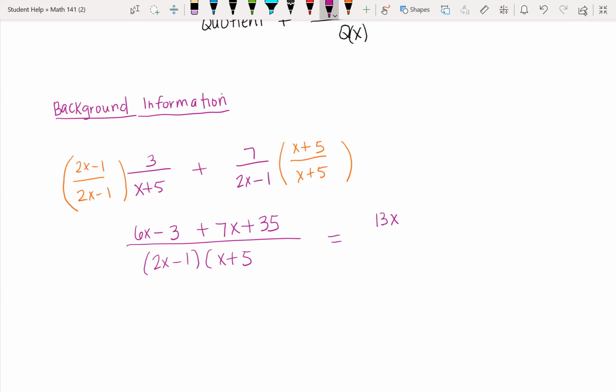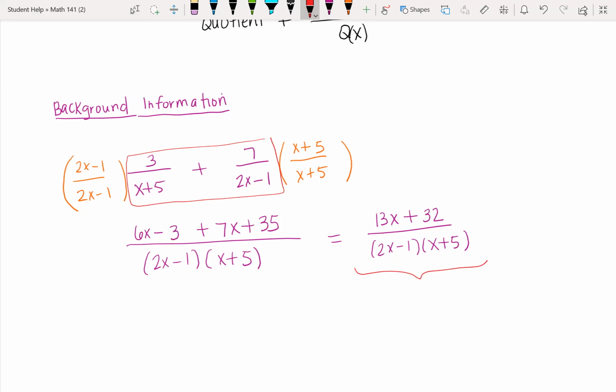or 13x plus 32 over 2x minus 1, x plus 5. And the denominator might even be multiplied out. We're going to be kind of going backwards from what I just did. We're going to be starting with this fraction, and then we're going to be breaking it apart into these two fractions that we were given originally. So we're going in a backwards fashion, breaking it into more simplistic fractions.